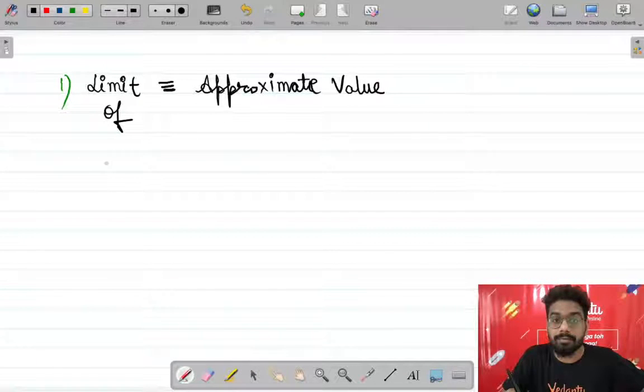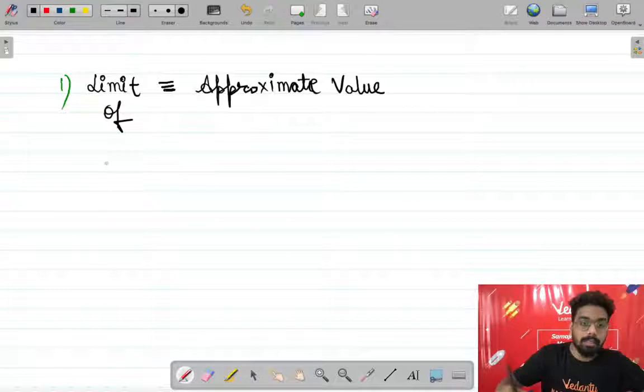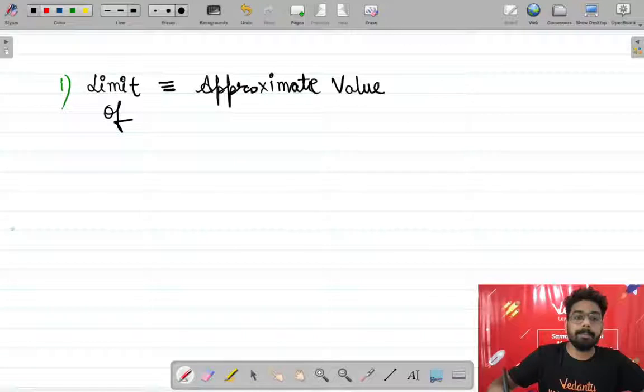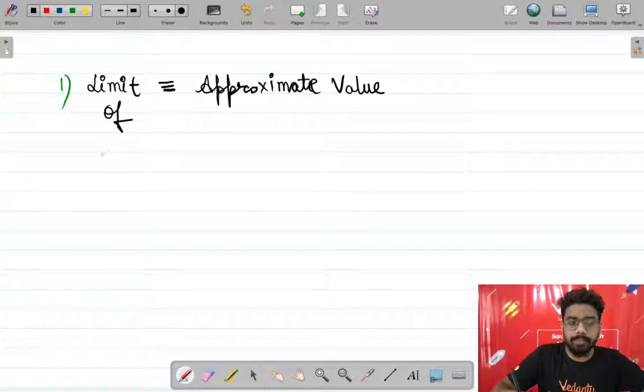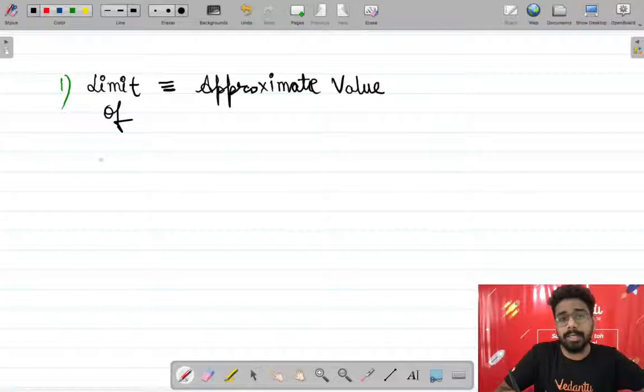Okay, so I'm writing over here, just a moment. Okay, yeah, so I'm writing over here: limit of a function is the approximate value of a function. Now what is the meaning of approximate value and why are we calculating approximate value?